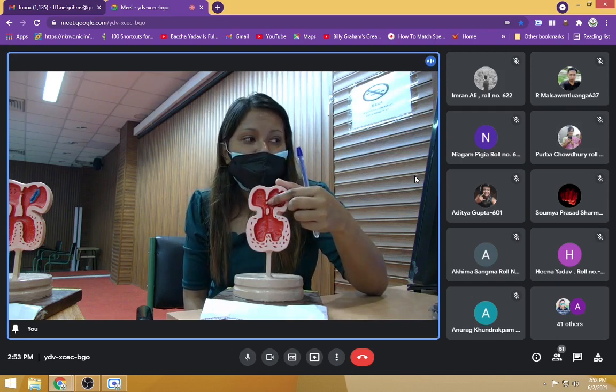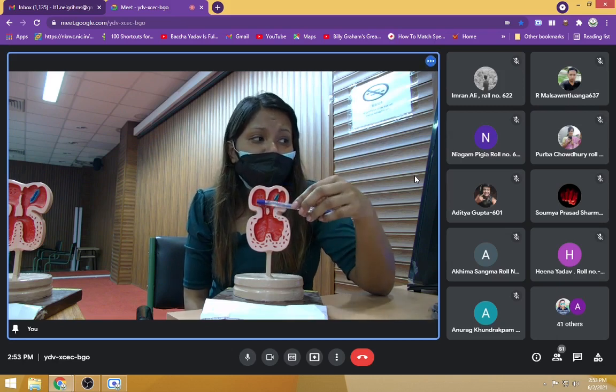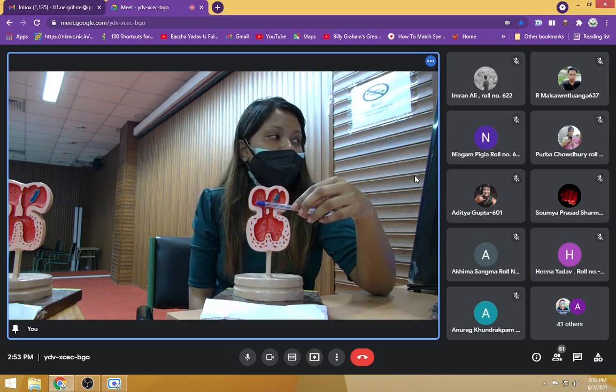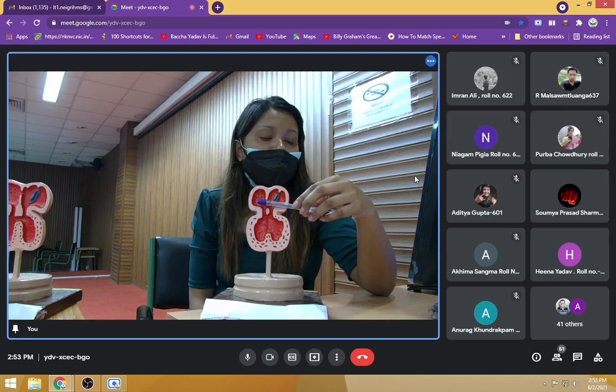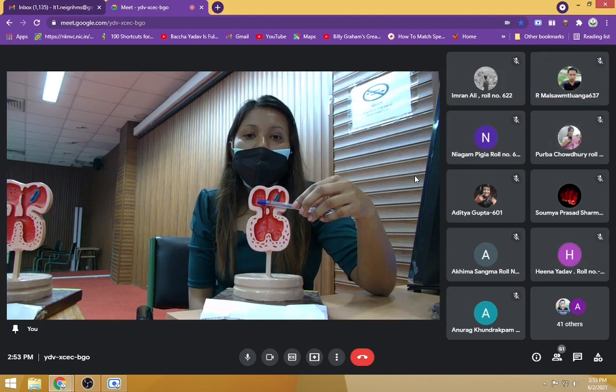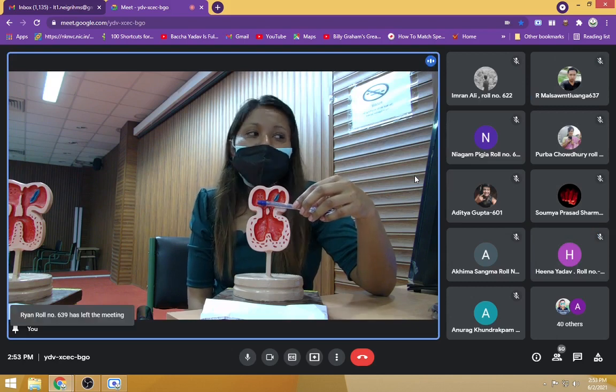Don't tell anything about this dot, it is a little mistake. Now, the space between the septum primum and the AV cushion is known as what? Ostium primum. The space between septum primum and AV cushion is known as ostium primum.